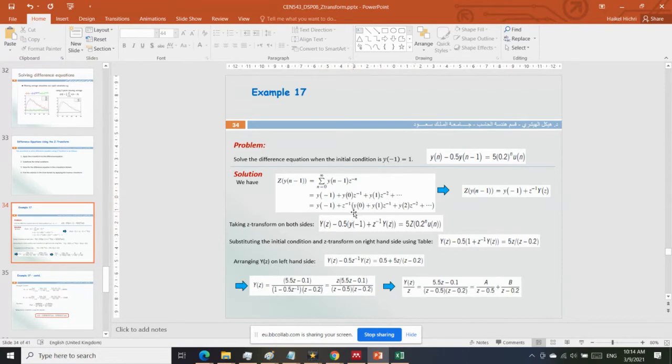And then we have Z to the power of minus 1 multiplied by this sum, Y0 plus Y1 times Z to the power of minus 1, and so on. This one is basically the Z transform of Y[n] by definition. That's why he does that.